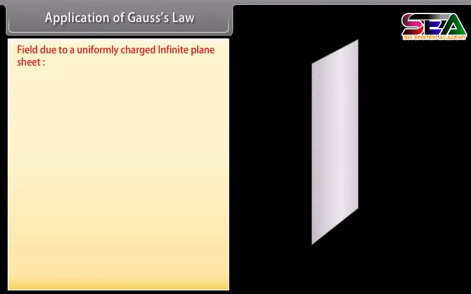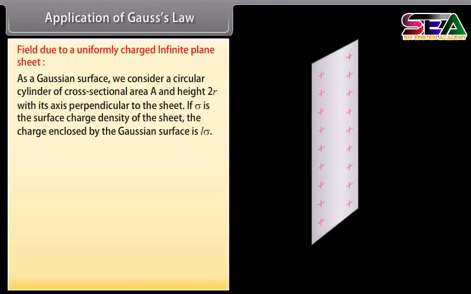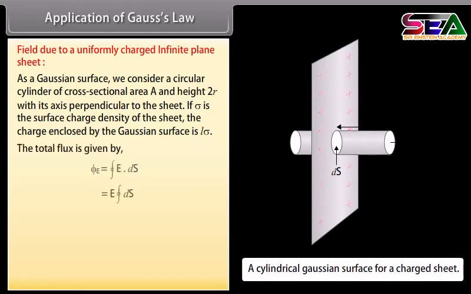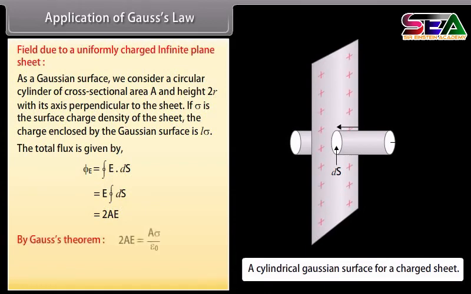Field due to a uniformly charged infinite plane sheet. As a Gaussian surface, we consider a circular cylinder of cross-sectional area A and height 2r with its axis perpendicular to the sheet. If sigma is the surface charge density of the sheet, the charge enclosed by the Gaussian surface is A sigma. We know that phi E is equal to the integration over a closed surface of E dot ds, which is equal to the product of 2A and E. According to Gauss's theorem, we get the electric field at any point at a distance r from the sheet as sigma divided by 2 epsilon naught.